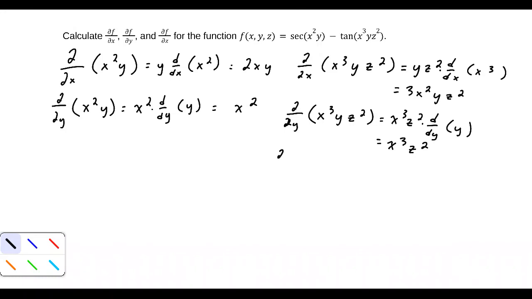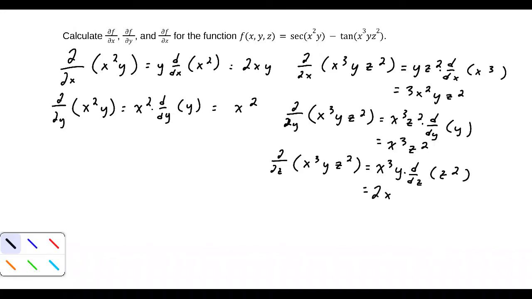And then finally, the partial with respect to z of x cubed times y times z squared. For that, we would treat x and y as constants, so we'd have x cubed y multiplied by the derivative with respect to z of z squared. That derivative would be 2z, so this partial with respect to z would be 2x cubed y z.